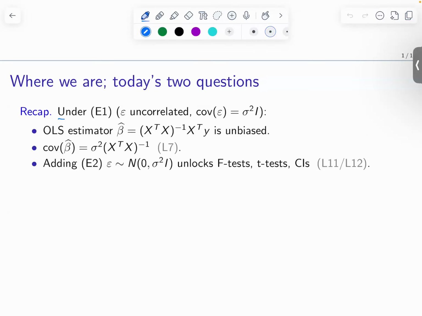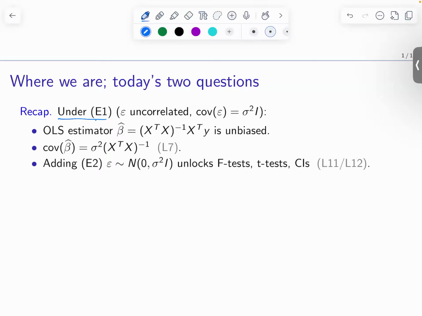So far, we did linear regression under the assumption E1, which says that the noise is a random vector whose covariance matrix is sigma squared I. That means the coordinates have the same variance and are uncorrelated. Under this setting we calculated the covariance of beta hat. If we assume a little bit more, the normality assumption E2, it unlocks interesting tests like the t-test, the F-test, and parametric confidence intervals. But today we're going to work under assumption E1 for the most part.